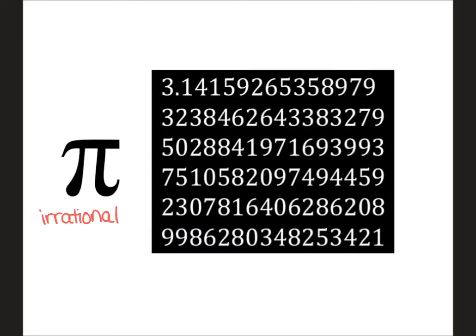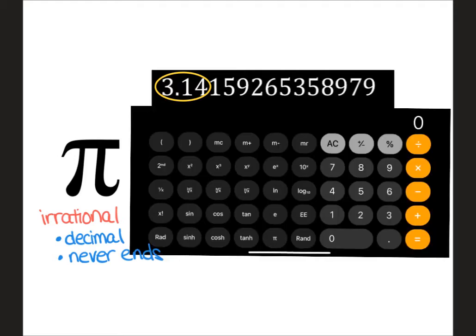Pi is an irrational number, which means it's a decimal number that never ends. The digits after the decimal continue infinitely without a pattern. Oftentimes, pi is rounded to the nearest hundredth, so it's rounded to 3.14. On your calculator, there's a button that's called pi, and that can be used to make your calculations when you're doing problems with circumference.